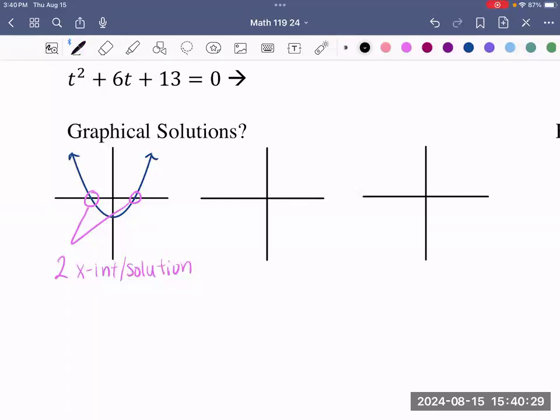Now, another variation. What if instead of 2, we can just have 1 x-intercept? However you draw it, perhaps you only have 1 x-intercept.